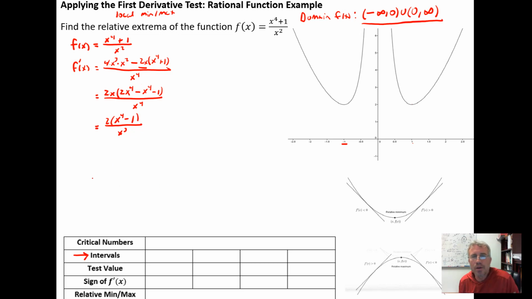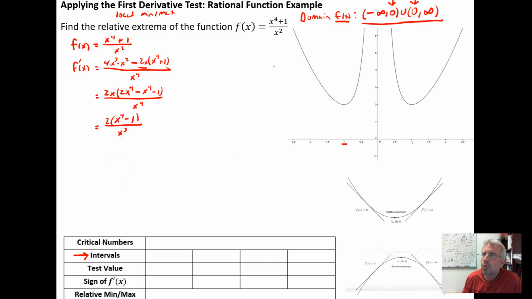So the critical values are going to occur when the derivative is equal to 0, which happens when the numerator is equal to 0, or when the derivative is undefined, which would happen when x is equal to 0. So usually I would get a critical number here at x equals 0 because the denominator is undefined at x equal to 0, but because the domain of f of x doesn't include 0, x equals 0 will not be a critical number in this case.